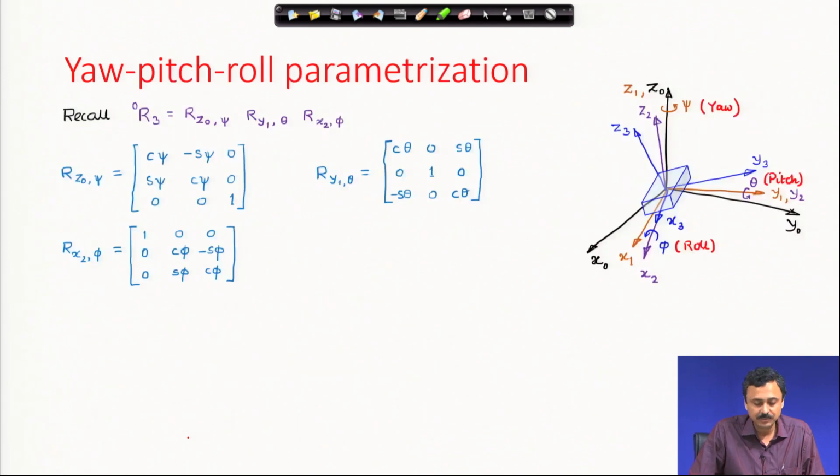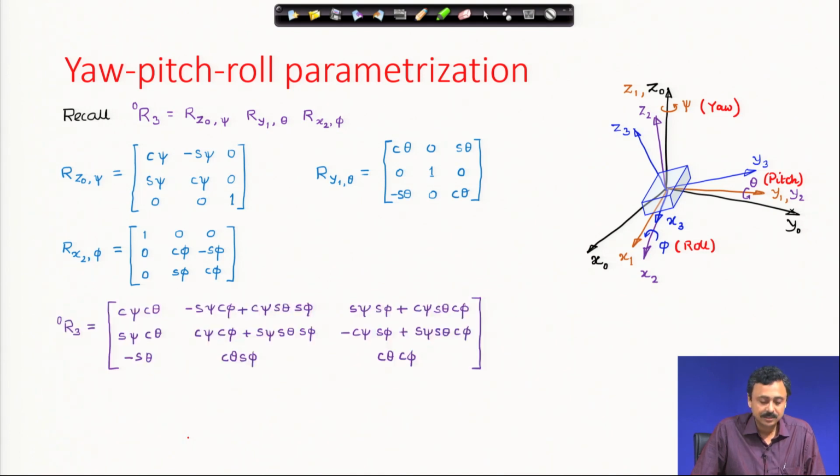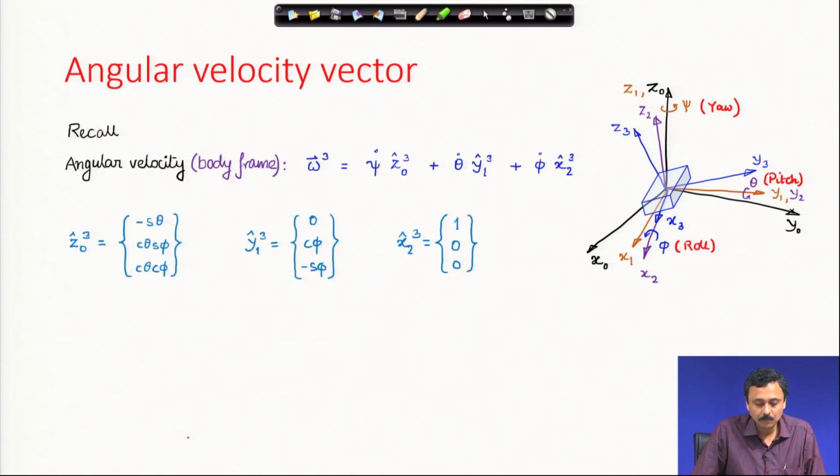This we have discussed in a previous lecture. You recall the transformation from the body-fixed frame, which is frame 3, to the inertial frame 0 using the fundamental rotations about z0 by an angle psi, which is the yaw angle, about the new y, which is y1, by an angle theta, which is the pitch, as shown in the figure, and about the new x axis, which is the x2 axis, by an angle phi, which is the roll. And we had calculated this rotation matrix from 3 to 0.